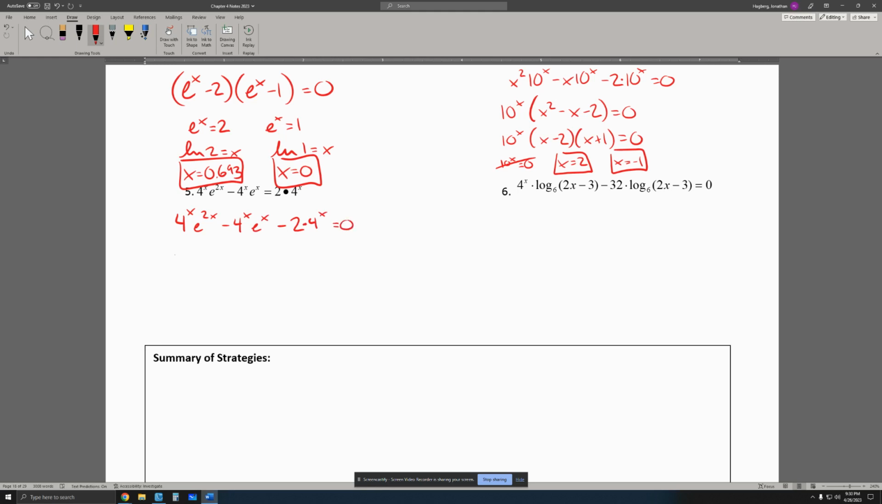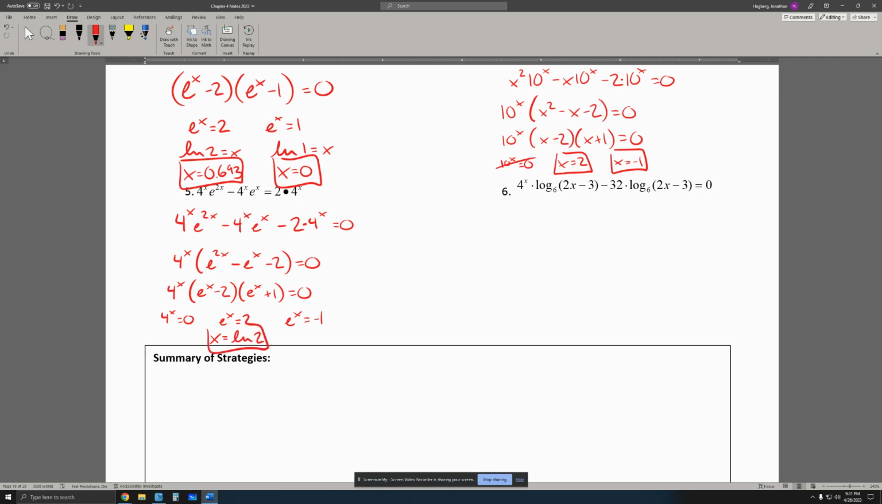Again, another GCF. This one is 4^x. And so we're left with e^(2x) - e^x - 2, and this is equal to 0. Okay? So similar to those quadratic trinomials, we have 4^x times the quantity (e^x - 2)(e^x + 1) = 0. So we have the three equations. 4^x = 0, e^x = 2, e^x = -1. Okay? So for the middle one, we get x is equal to the natural log of 2.